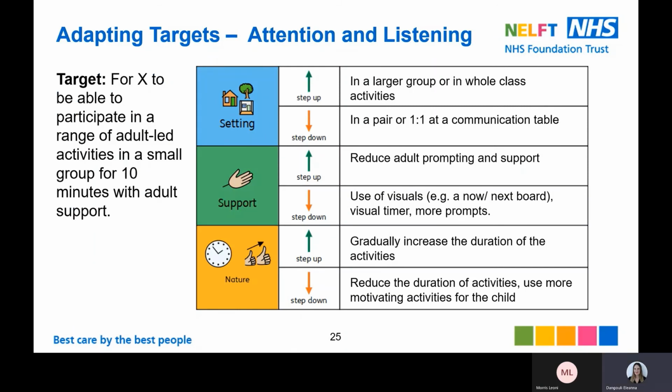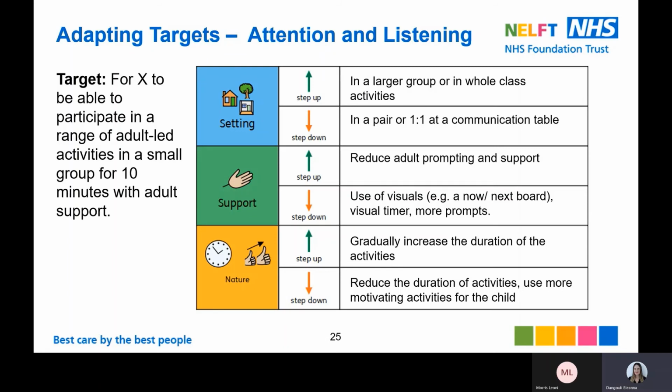So specifically, an example about a target regarding attention and listening. If the target is for X to be able to participate in a range of adult-led activities in a small group for 10 minutes with adult support, the changes that you can do in the setting to step up would be for this target to be in a larger group or in whole class activities. The step down would be to be in a pair or one-to-one at a communication table.